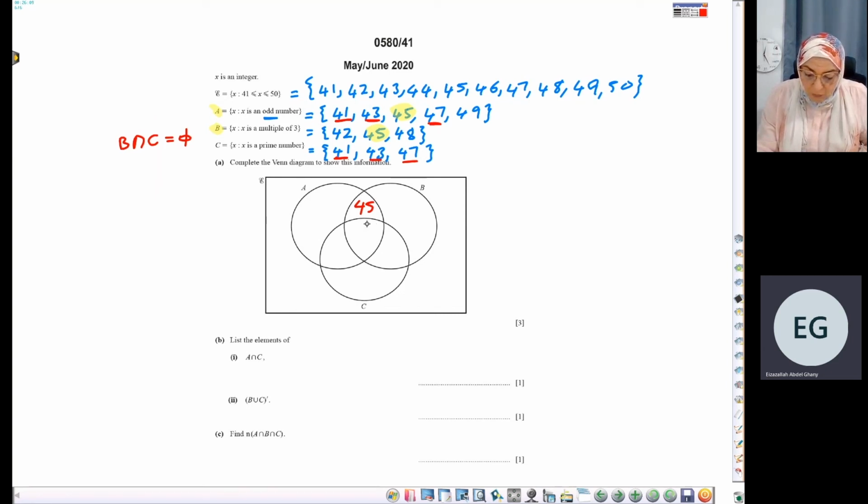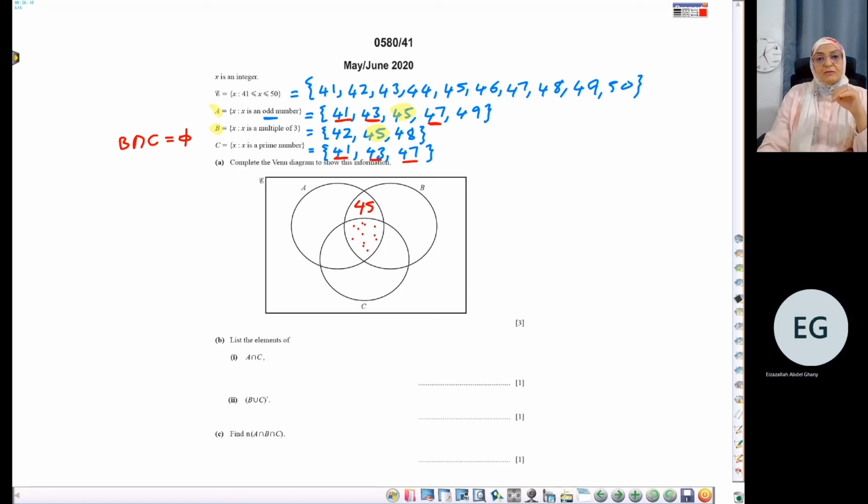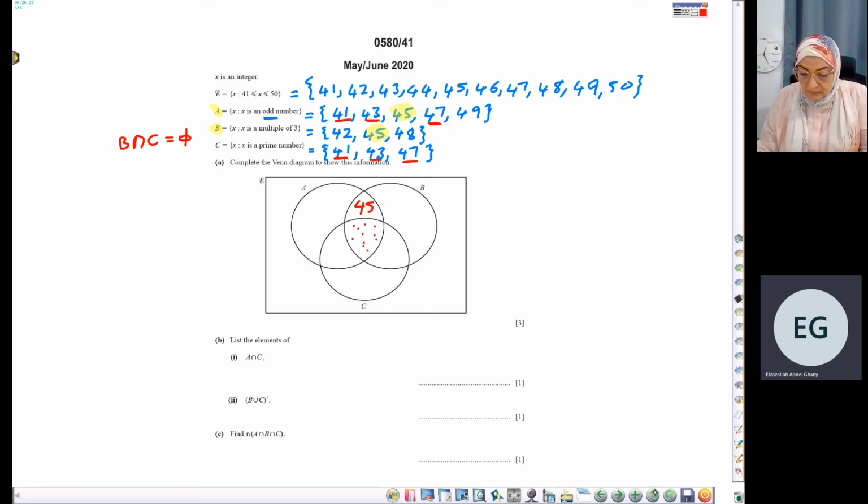First of all, what to be written here? It must be a number which is common in the 3 of them, A, B, and C. We said before that B and C have nothing in common. So this area, I'll keep it empty. After that, we know how to check. No problem. Now, between A and C, 41, 43, 47.